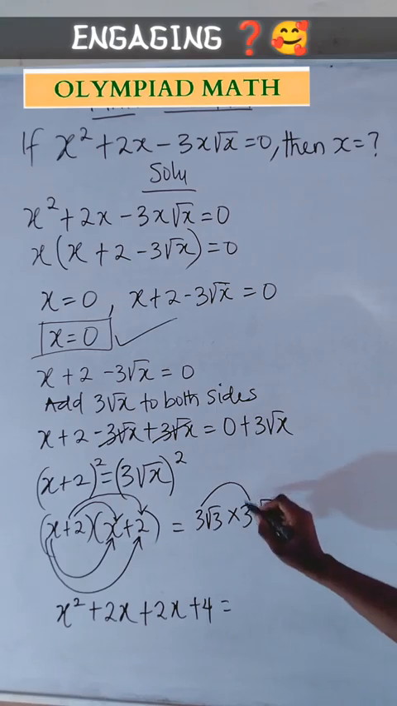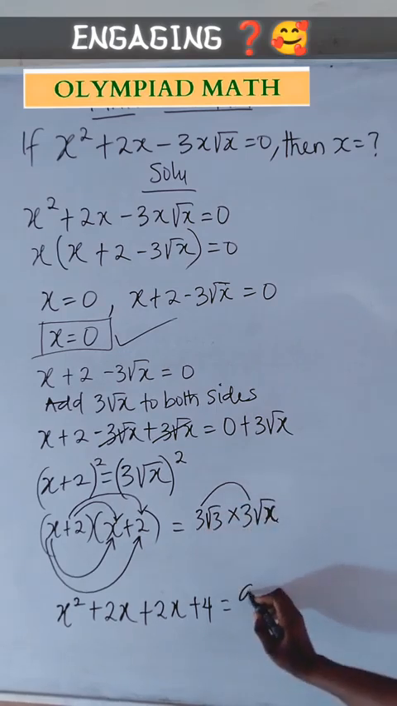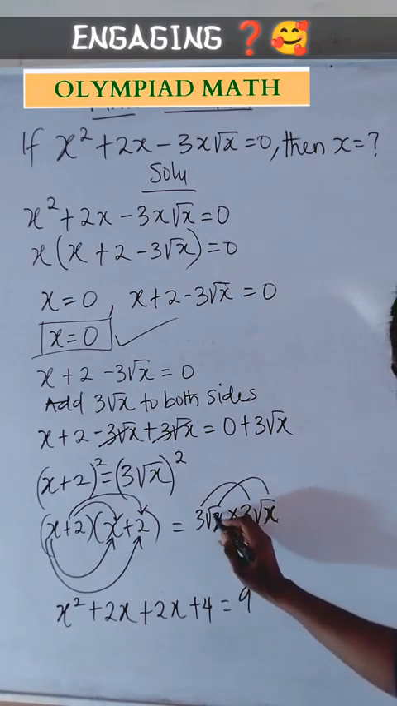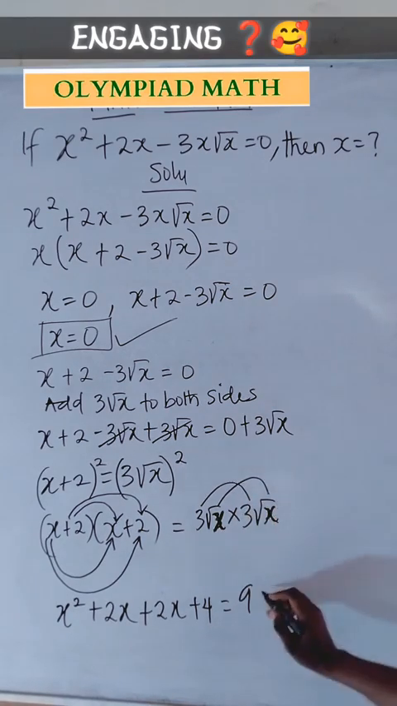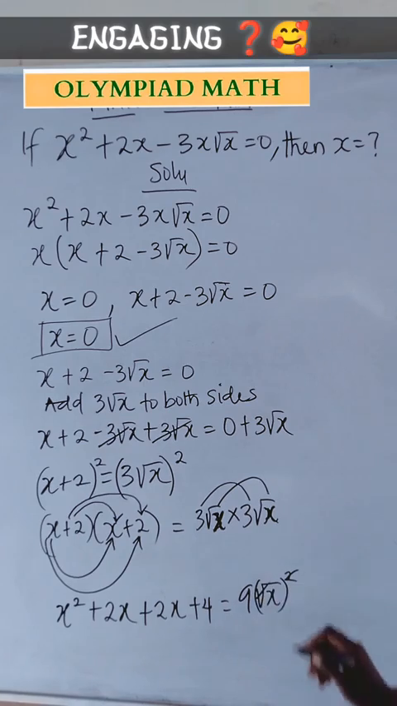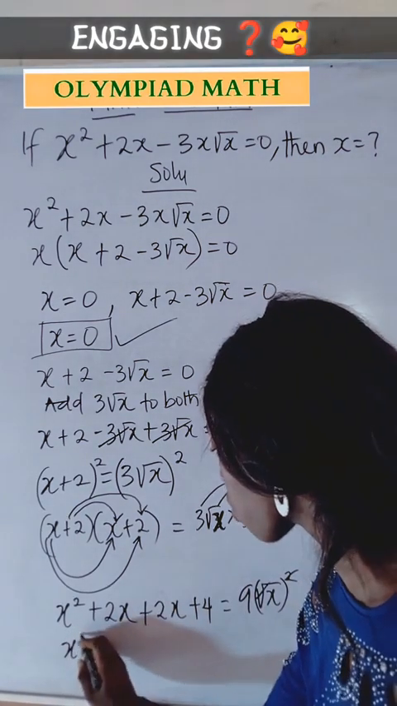This 3 will multiply this. 3 times 3 will give us 9. And this root will multiply. Please, this is root x. Okay, to also multiply this to give us root x to the power of 2, because it's 2 now. So this can now cancel the roots, so that we have x squared.